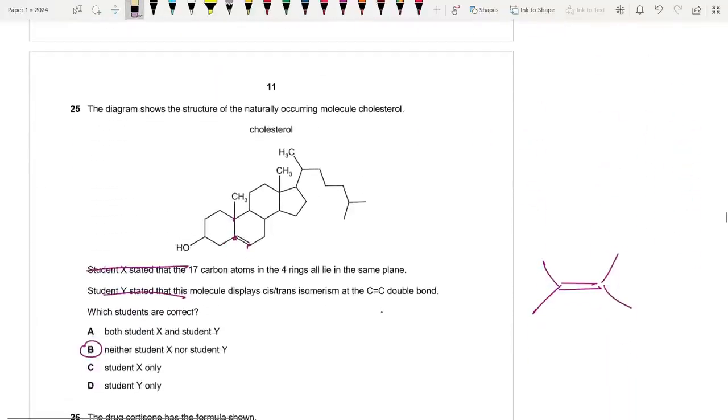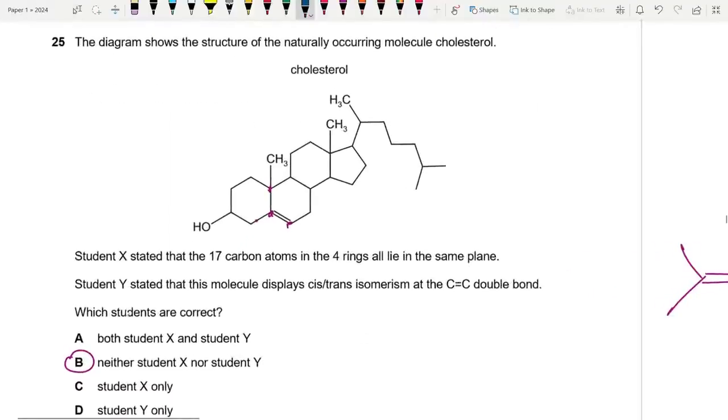25, let's do this. Okay, so cholesterol. Student X stated that the 17 carbon atoms in the 4 rings all lie in the same plane. This is actually wrong, because only the sp2 hybridized carbons lie on the same plane, and at max these 2 carbons can also lie on the same plane, and maybe this one as well, but that's that. All the other ones don't lie on the same plane because they are sp3 hybridized. This guy is wrong, don't be like him.